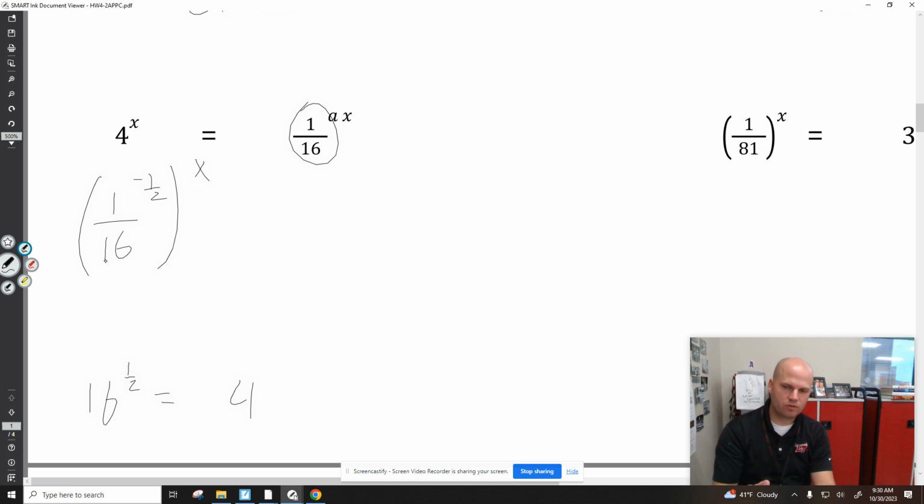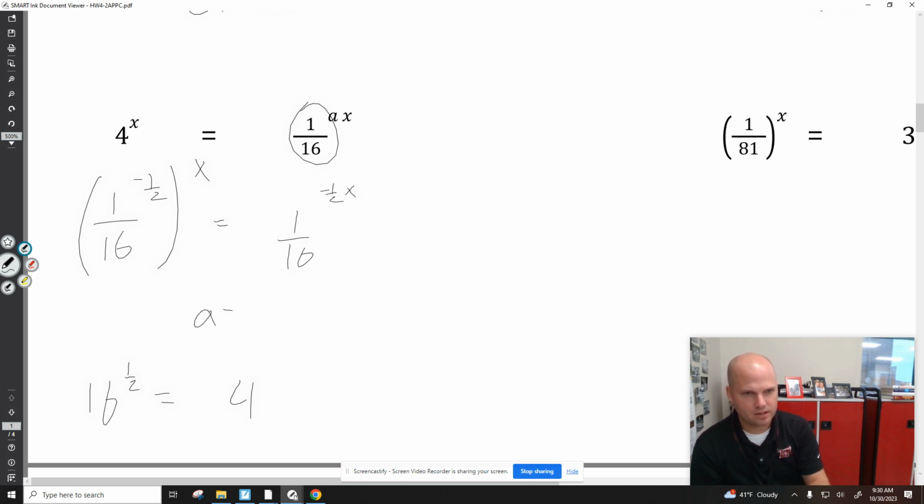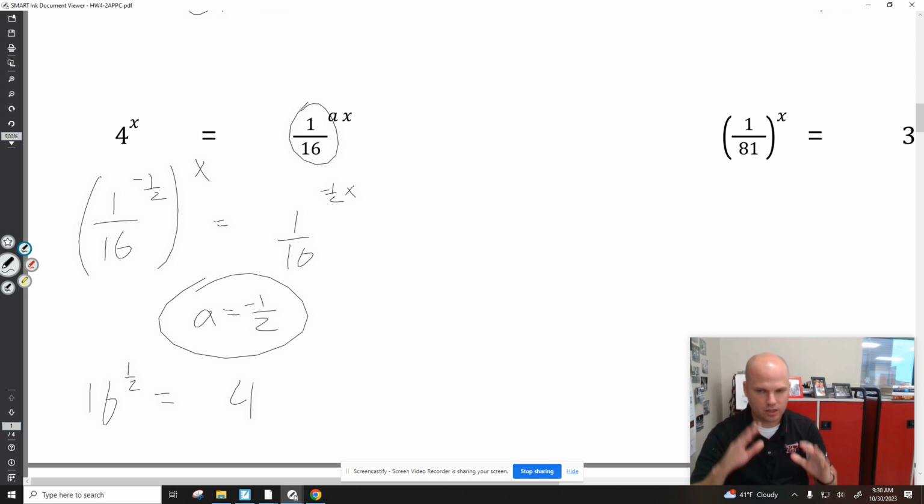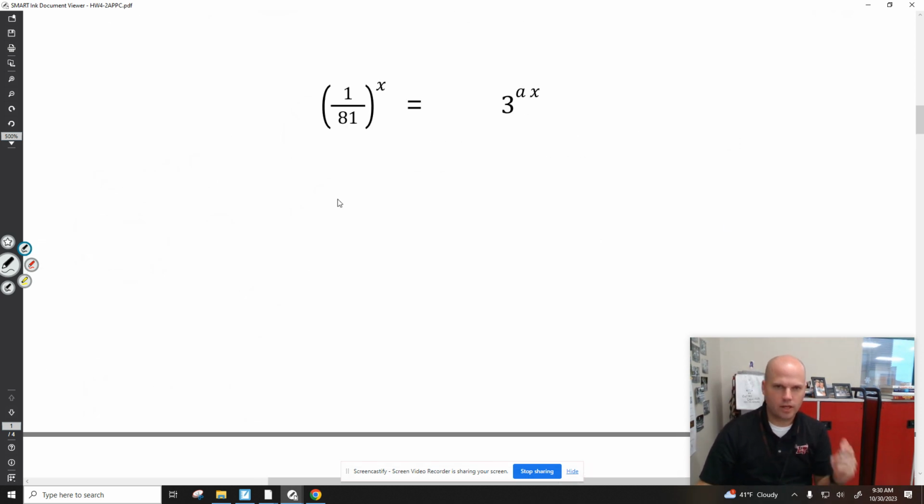Square root of 16 is 4. Flip it. The square root of 1/16 is 1/4. Flip it. I get positive 4. So that was tricky. This is 1/16 to the negative 1/2 x. A is negative 1/2. I was thinking about this the wrong way.